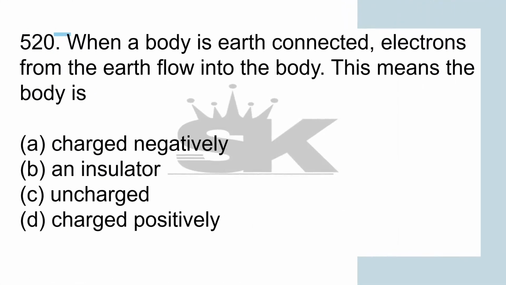When a body is earth connected, electrons from the earth flow into the body. This means the body is charged positively. If a body is grounded and electrons start flowing into the body from the earth, this would mean that the body has an excess of positive charges. The charges inside the body are attracting the negative electrons from the earth, as a potential difference is being developed at the two ends in the earth and the body.